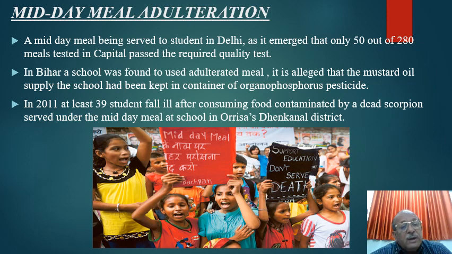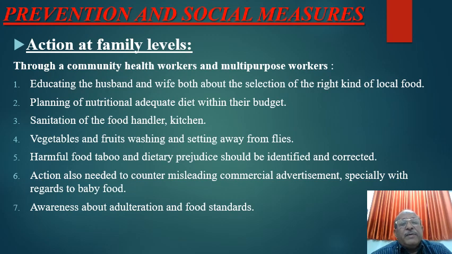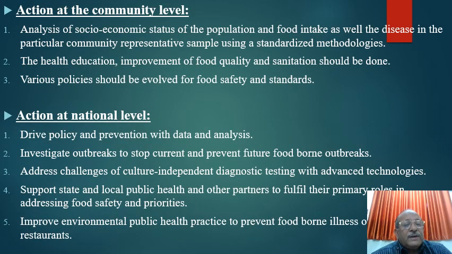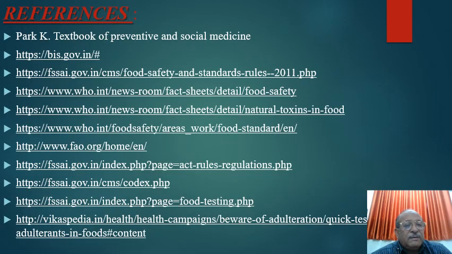Midday meal adulteration was a big problem in 2001. At least 39 students fell ill and the food was found contaminated. So these were all banned under these acts, right? So preventive social measures have basically been taken under these acts, which we have been preparing and utilizing for the safety of human beings, right? Now this is safety at the human level, community level, and national level. This is how things have moved. There are references which have been used for this particular purpose, right? So here we complete this particular topic. Thank you very much.